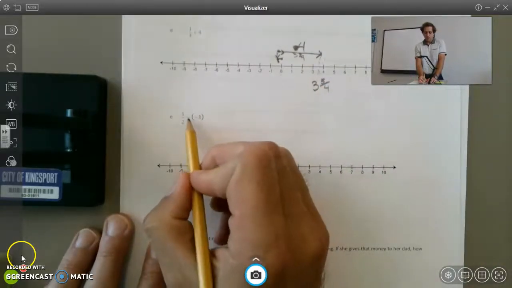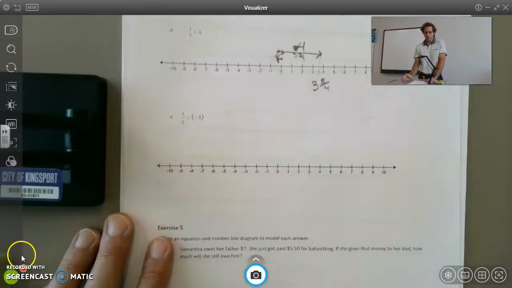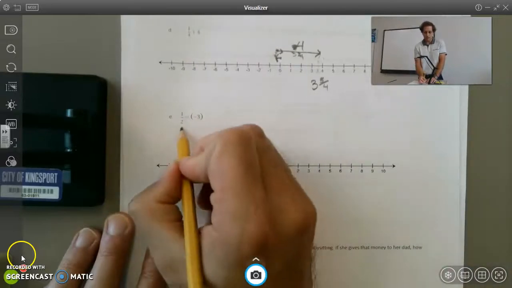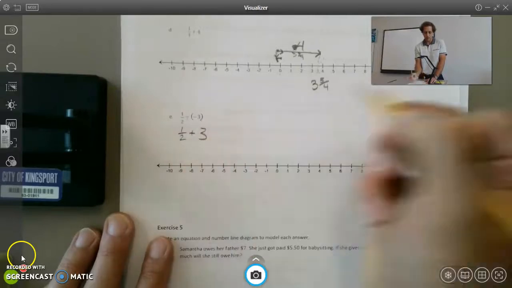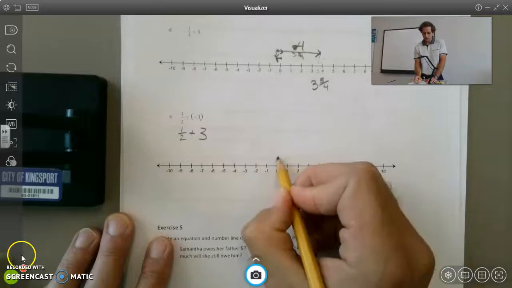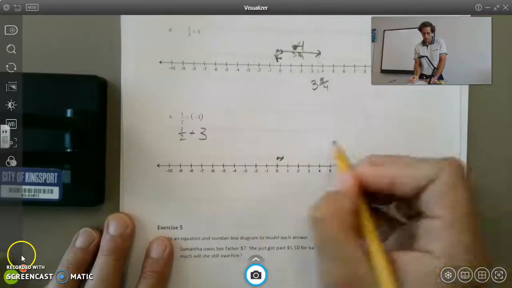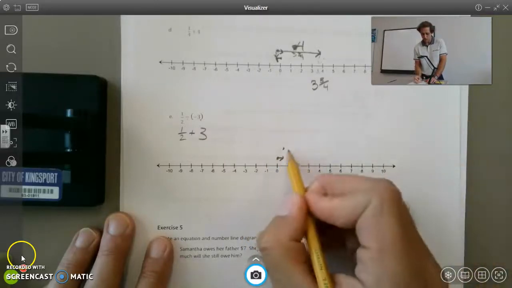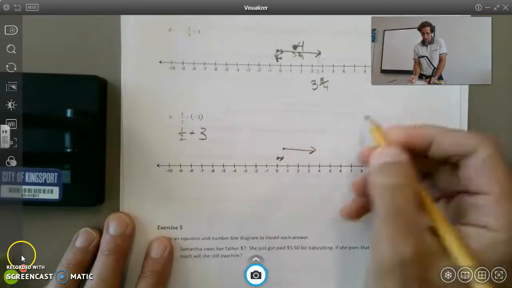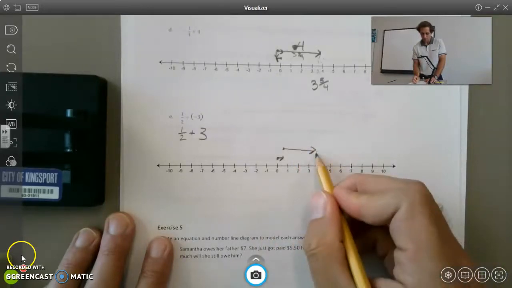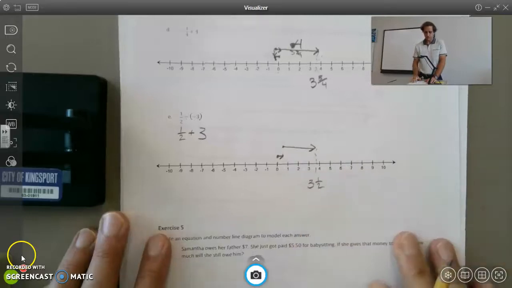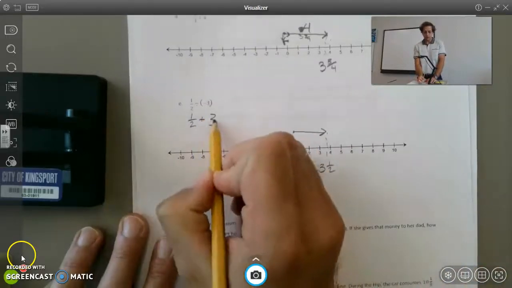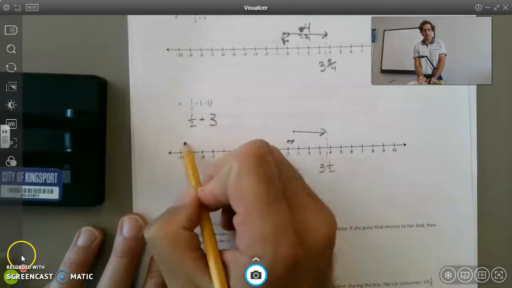All right, 1/2 minus a negative 3. So this is subtraction. We need to change that to addition. And the opposite of negative 3 is going to be positive 3. Go 1/2 to the right, and then go an additional 3 spaces to the right, and that would put me at 3 1/2. It's pretty easy, right? 3 plus 1/2 is 3 1/2.